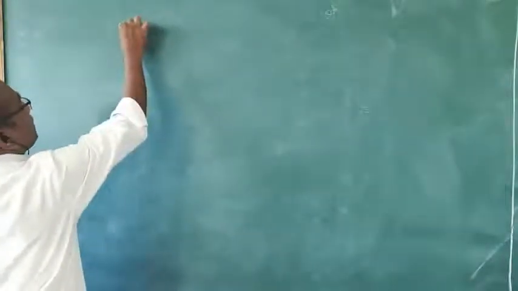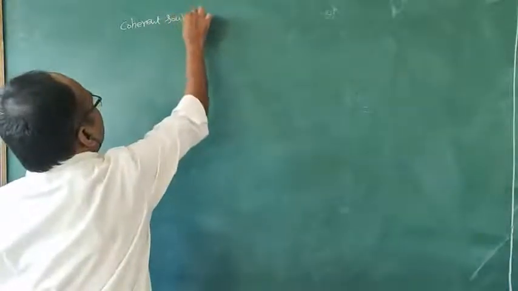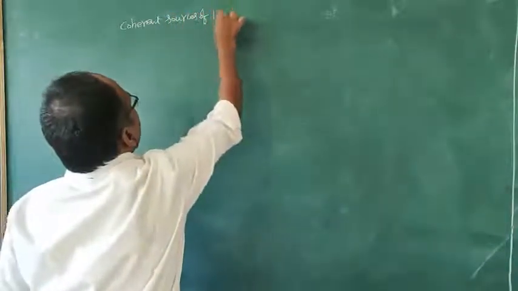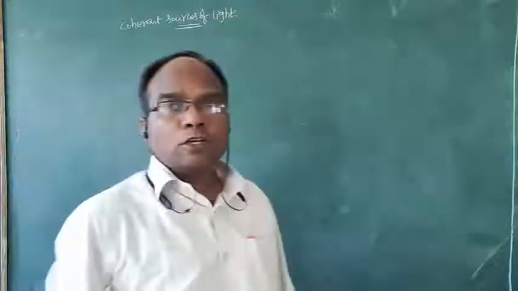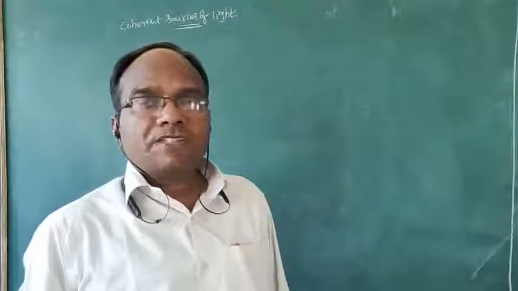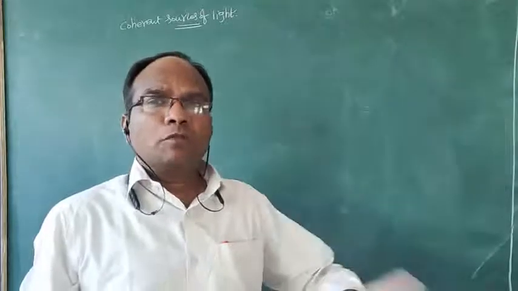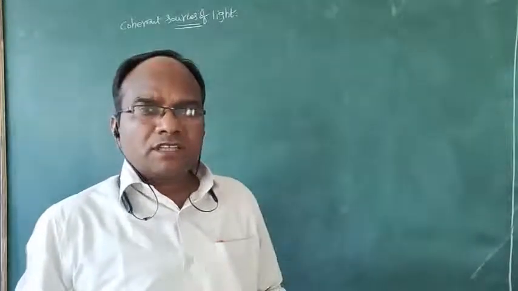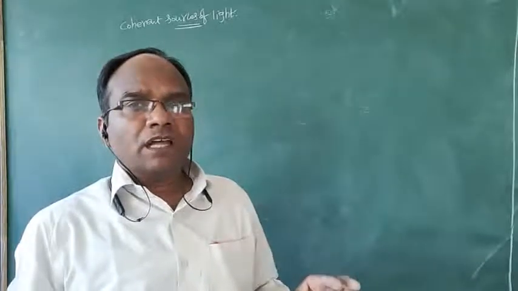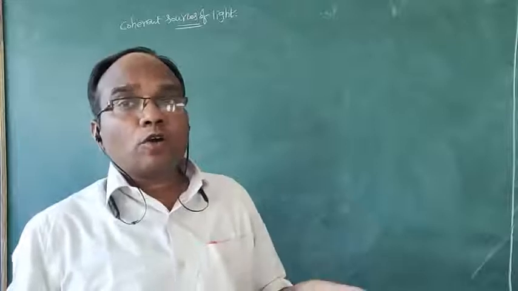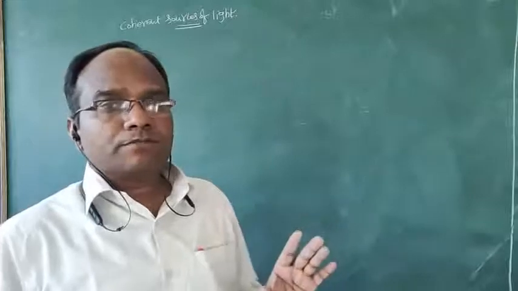Next topic, we are studying about coherent sources of light. Coherent source means what? Two or more sources that emit waves of the same frequency with zero phase difference or constant phase difference are called coherent sources.